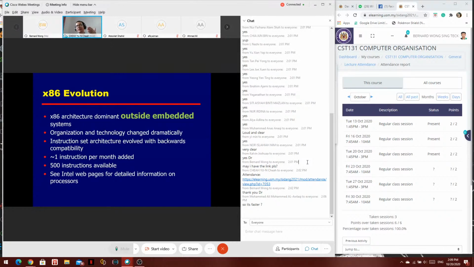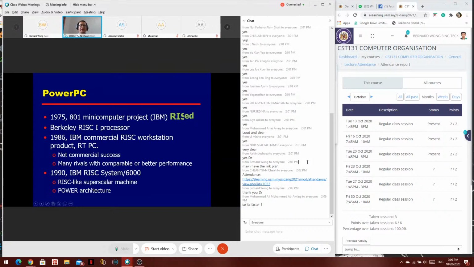But basically, the x86 machines are pretty dominant outside of embedded systems. Outside of embedded systems means built for desktops, laptop machines, servers, and so on. This x86 architecture is not so popular for processors in washing machines or processors in cars, for example. So they are not meant for embedded machines, but they are meant for computers, desktops, and things like that. So that's more or less the x86 series of computers.